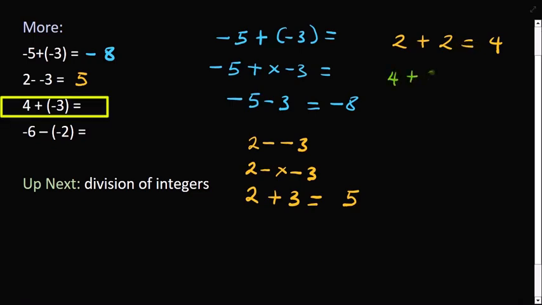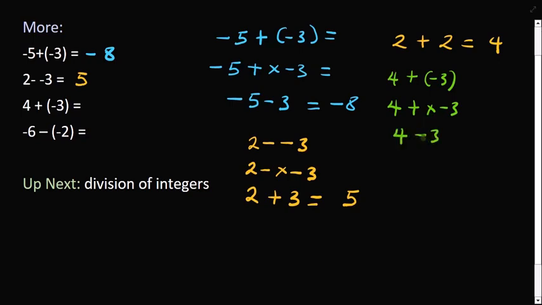Next is 4 plus, in brackets, minus 3. The sign of 4 here is positive, so 4 plus times minus 3. Plus times minus is negative because when different signs multiply, they give you negative value. So 4 minus 3. The sign of 4 here is plus, and the sign of 3 is negative, minus. Since they have different signs, we subtract. I will always have to subtract using the bigger number. 4 minus 3 is 1, and we keep the sign of the bigger number. The bigger number is 4, which is a positive value, so our final answer is just 1.